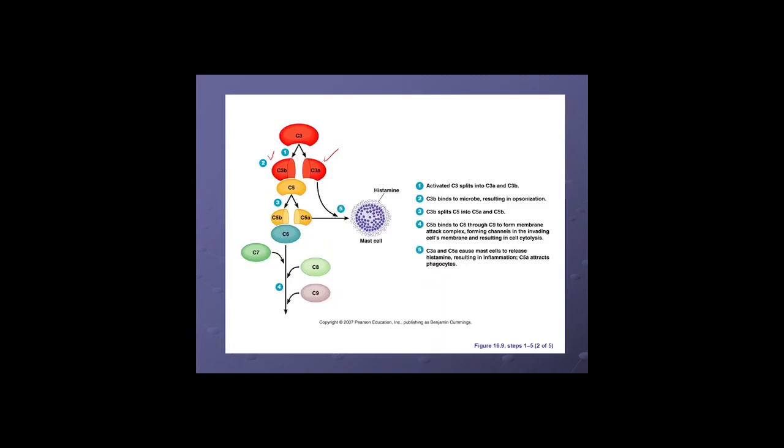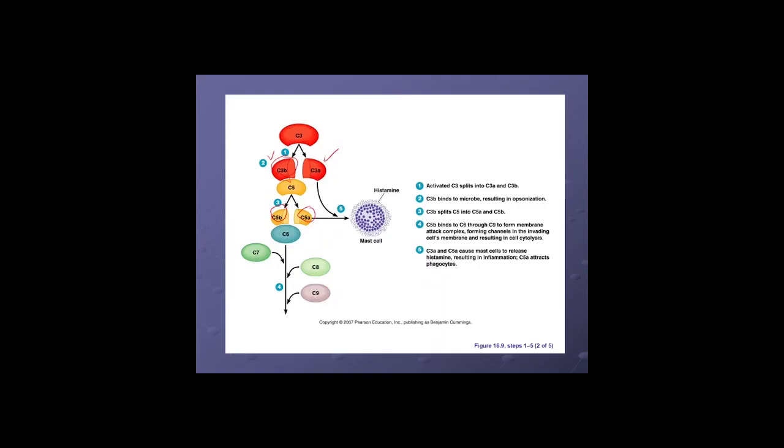C3b is what we call the binding portion. It's going to continue the cascade. C3a is an activator. Now, by itself, it can't activate, but it's going to get some help. So once C3 splits into C3a and C3b, the C3b is going to bind to complement protein 5, C5, causing it to fracture into C5b and C5a.